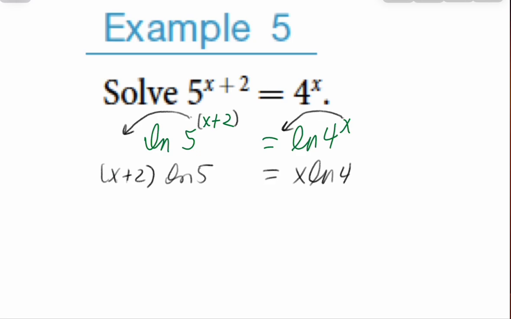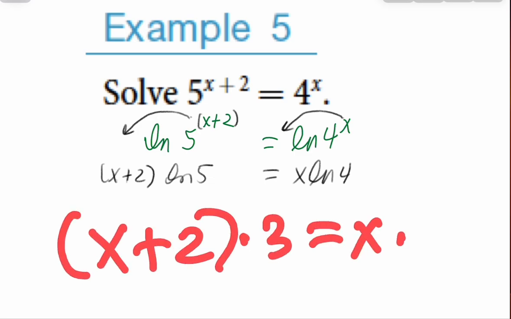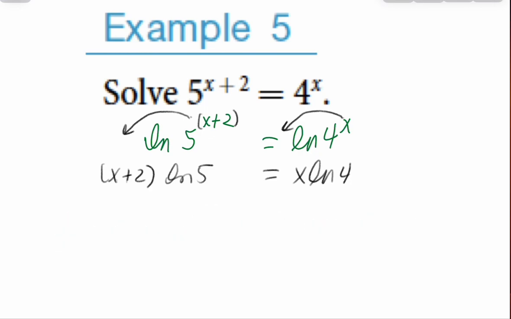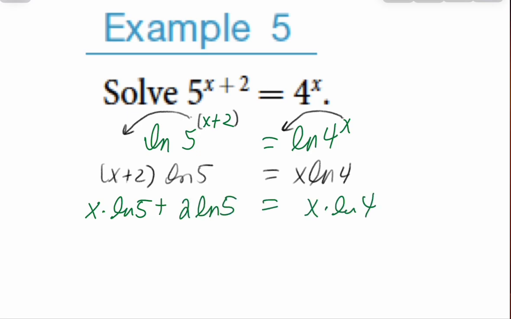Now, let's just think for a moment. The natural log of 5 is some number, 1 point something. The natural log of 4 is a different number, 1 point something. I don't know what it is, don't care. Think of it, it's a number. This represents a number, this represents a number. If I had an equation that said x plus 2 times 3 equals x times 7, whatever, you would distribute, right, to get to the x's. Same thing here. Next thing we're going to do is we're going to distribute. So this is x times the natural log of 5 plus 2 times the natural log of 5 is x times the natural log of 4.